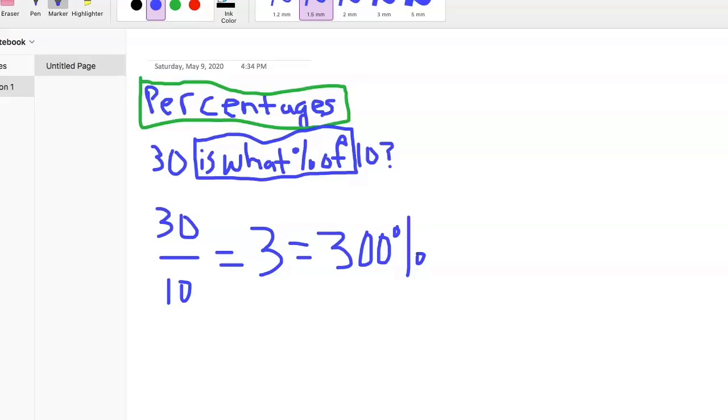For some examples, say you do the division and your answer is 1.6. In that case, that's 160%. 1 equals 100% exactly, and 0.8 is 80%. So that's how you do it.